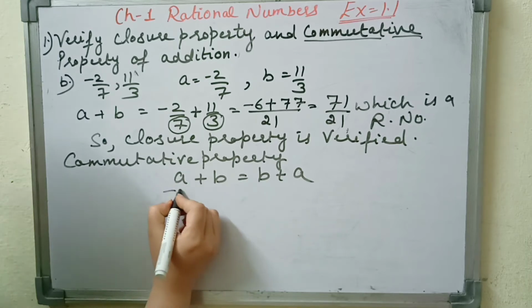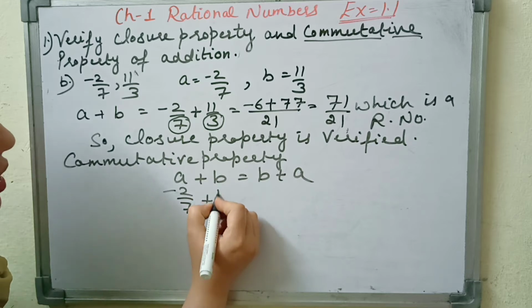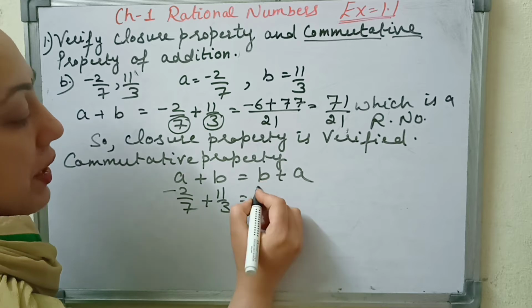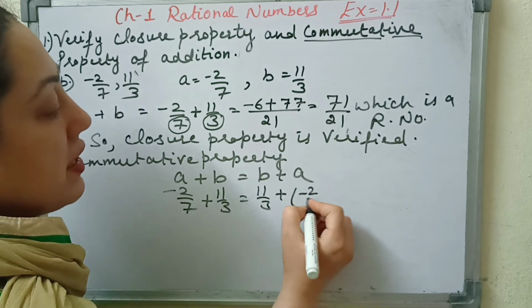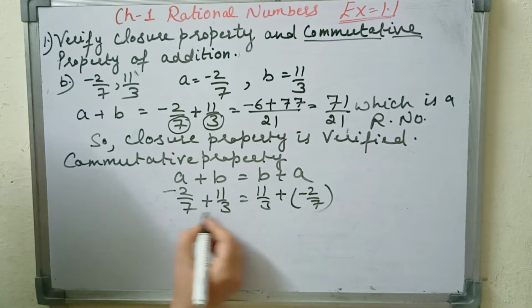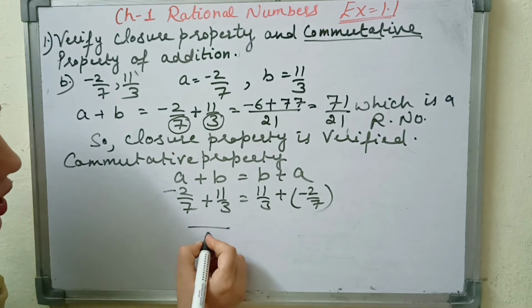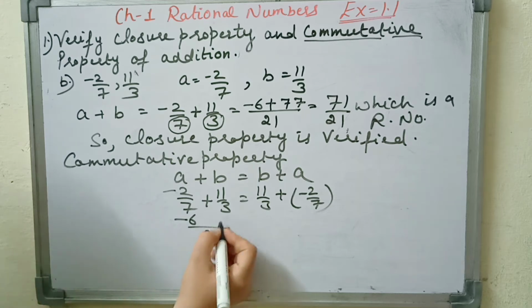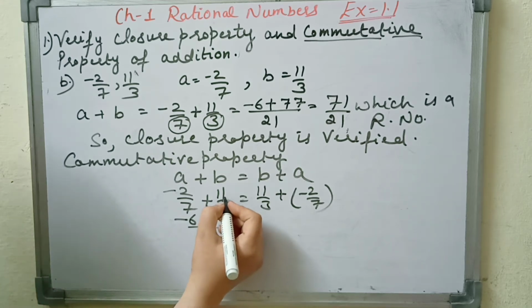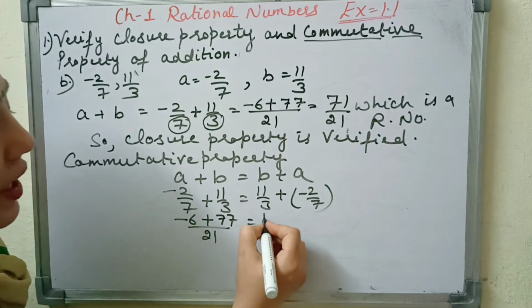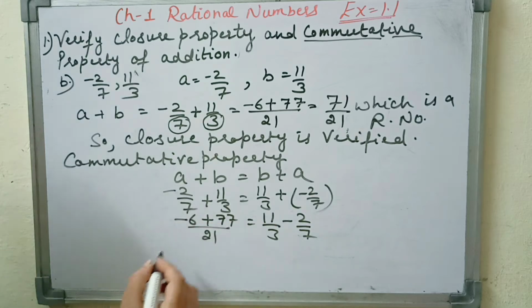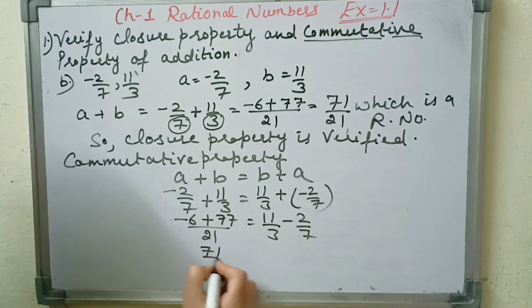When I put A as -2/7 and B as 11/3, now their order is changed. So I put B, 11/3, and A, -2/7. Now add these two terms. First of all, 7 threes are 21, LCM is 21. Again, 21 divided by 7 is 3, and 3 multiplied by -2 is -6. 21 divided by 3 is 7, and 7 elevens are 77. 77 minus 6 is 71 over 21.